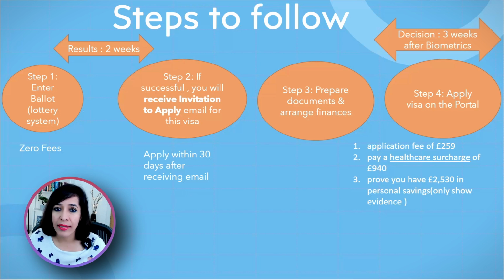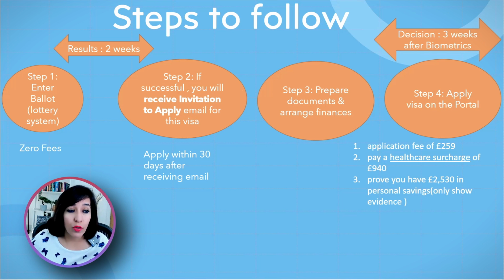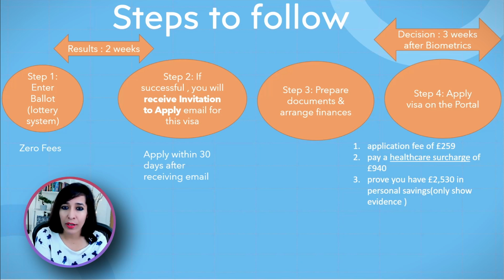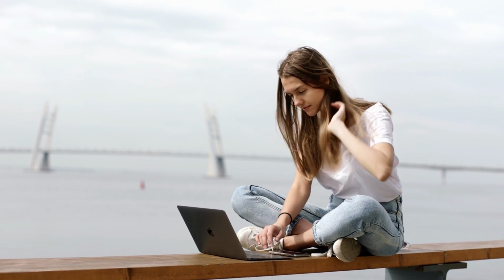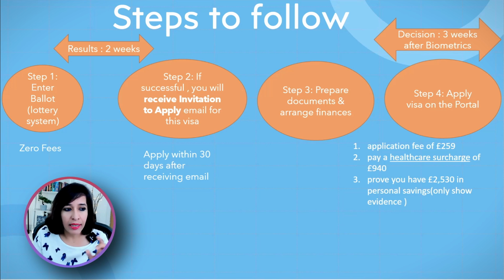So let's start with the steps that need to be followed for the youth mobility visa for Indians. Now, your first step is you need to enter in a ballot, which is like a lottery. UK government will provide an email ID where you enter all your details. How do you enter? You will have to send the email to them. And how the template will look like, I'll tell you in a few seconds. Now, remember for step 1, there are no fees involved. As long as you are eligible, you can send that email with your documents.